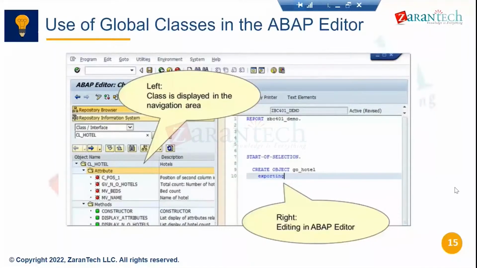Okay, so here, as I said, we can create attributes. Here this is an object name. The class is displayed in the navigation area. We have a class called hotel. We have a couple of attributes, a couple of methods. Here on the right side, we have a method, we have a report. By just seeing this left side panel, we can straight away create our object, and creating our report is much easier. Agreeing with me or not?